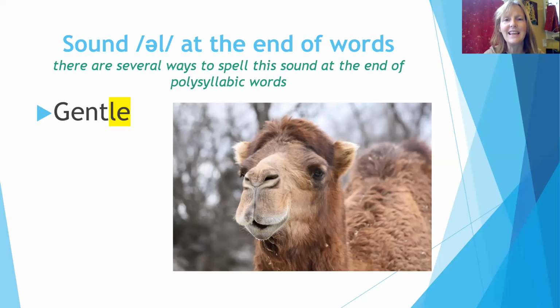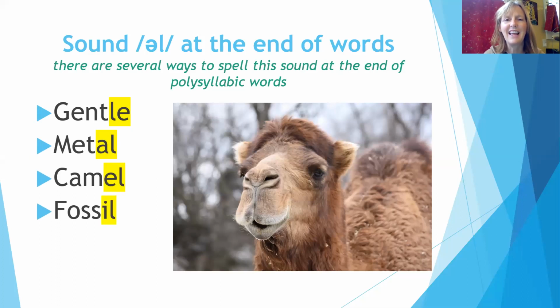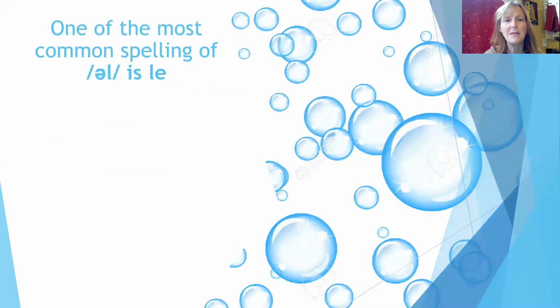Gentle with the LE at the end. That is the most common one. Metal with an AL, camel with an EL, fossil with an IL, and capital with an OL. All of those make that sound ul at the end of the word. One of the most common spellings of ul, as I said before, is LE. I like to think of these attached to their consonant that come right before.